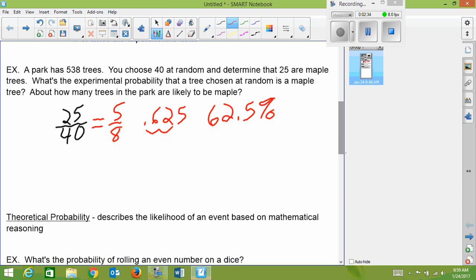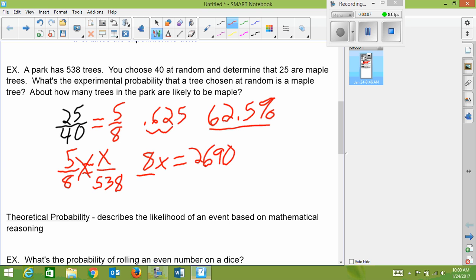Then the second part of the question asks about how many trees in the park are likely to be maple. There are a couple of different ways you could do this. I already figured out it's 62.5%, so I could just take 62.5% times your 538. Or I could use the fact that 5 out of 8 trees are maple. I don't know how many out of 538 trees will be, but I can figure it out with a proportion. So you crisscross like you normally do there. 8x equals 2,690, and then you divide by 8, and therefore about 336 trees out of the 538 would be maple, based on our experimental probability.